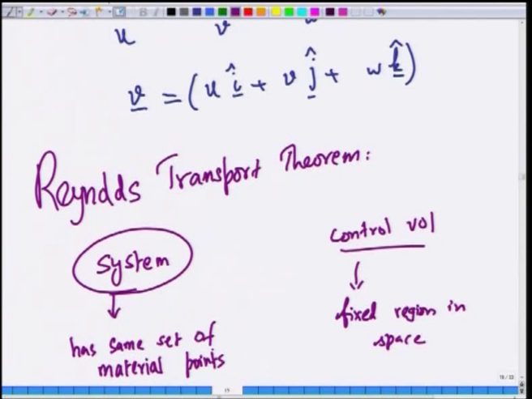So, often many fundamental laws such as Newton's second law of motion are applicable only to a system, because a system is an identifiable piece of matter, whereas a control volume is merely a fixed region in space. So, therefore, when we want to apply balance laws such as Newton's second law or the first law of thermodynamics, they are applicable only to a system, but not to a control volume.